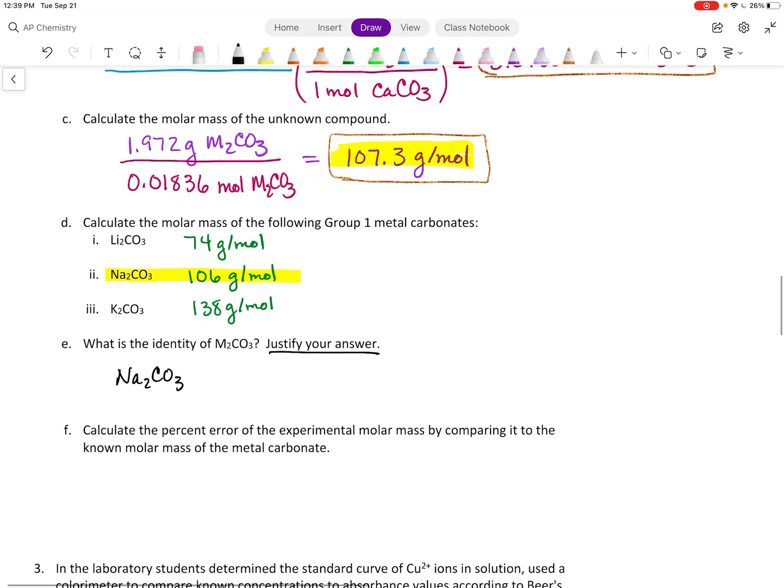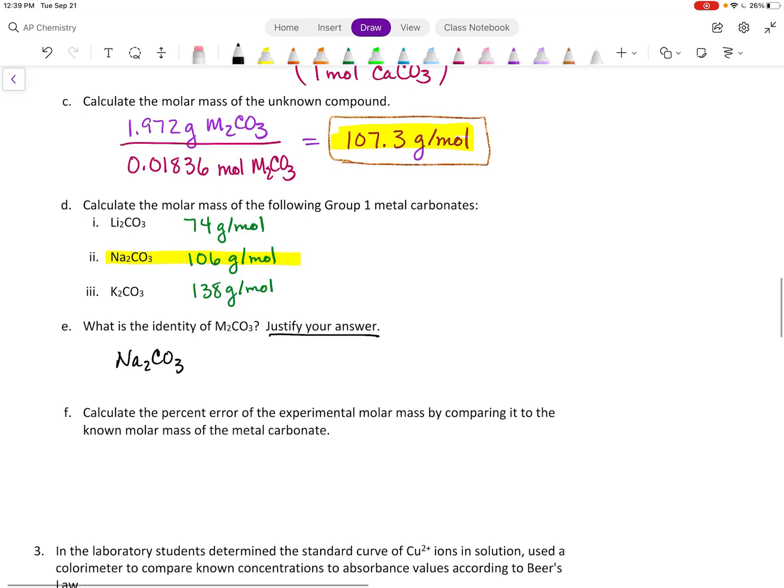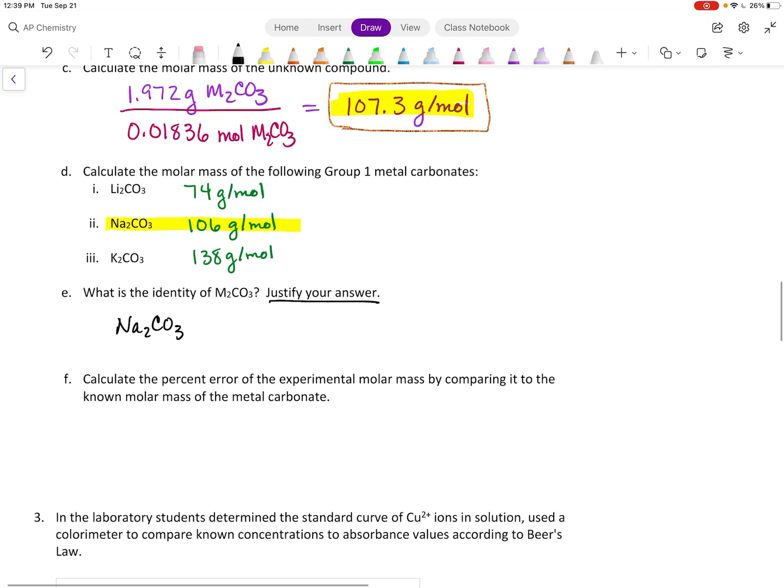And so you would want to explain that in your own words. All right, for percent error, and I know I didn't carry all of those decimals through with me, so I might be a little bit off, but we should still be relatively close if we're rounding to the whole number. So what we want to do here is take the known molar mass, which was 106 grams per mole, and subtract from that the experimental of 107.3.